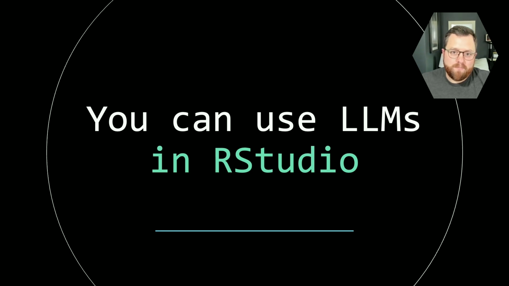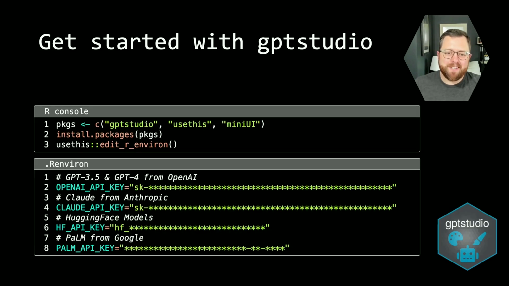I want to start with probably the simplest example, which is how you can use a ChatGPT-like interface to query OpenAI models right from inside of RStudio. As you might imagine, the first thing we need to do is install a couple packages. Those are GPT Studio, Use This, and Mini UI. Once you've installed those packages, open up the .Renviron file using a convenience function inside of the usethis package, edit_r_environ. We'll use this to set our API key, which is how these APIs know that we're allowed to use them. It provides our authentication for us.